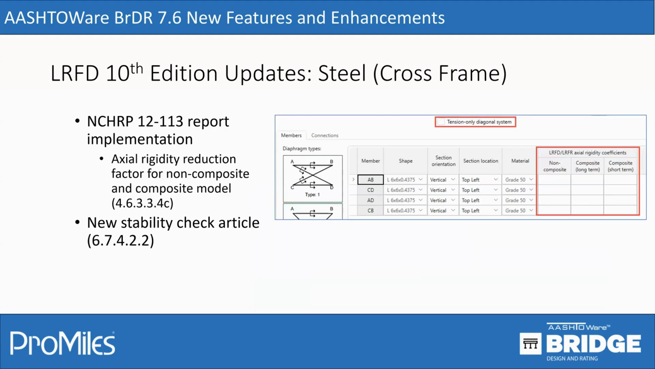Okay, let's move on to steel changes. There were a bunch of updates for cross frames, cross-frame diaphragms. So the NCHRP 12-113 report recommendations were implemented for considering axial rigidity reduction for non-composite and composite models. As you can see on the right-hand side here, in your diaphragm definition window, you can enter the axial rigidity reduction factor or axial rigidity coefficients.